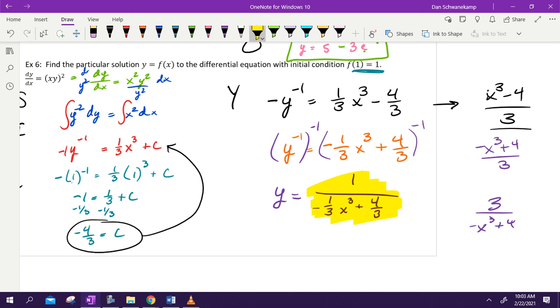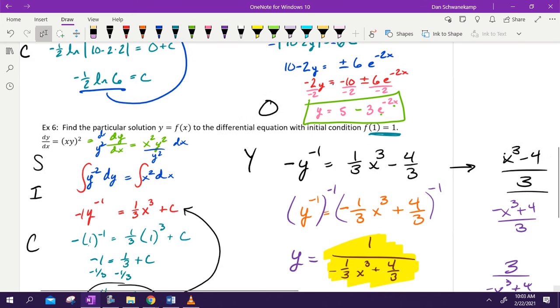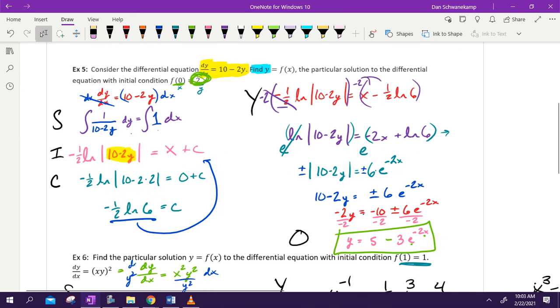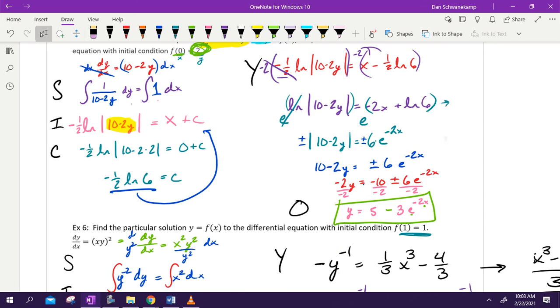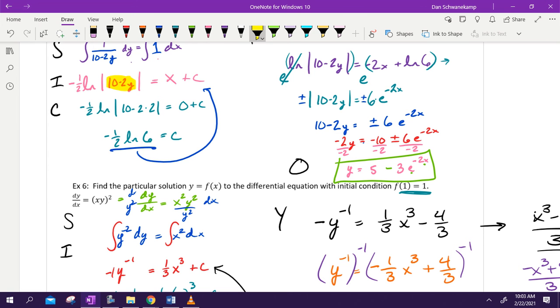Yes, ma'am? I just have a question about when we did the top one, example number 5. You had the dx, you moved that first. Why didn't we do the same for this one, like we did the y? It does. That part wouldn't matter.